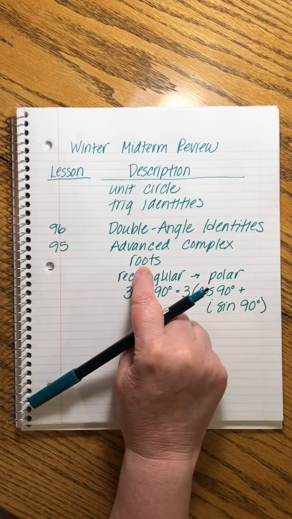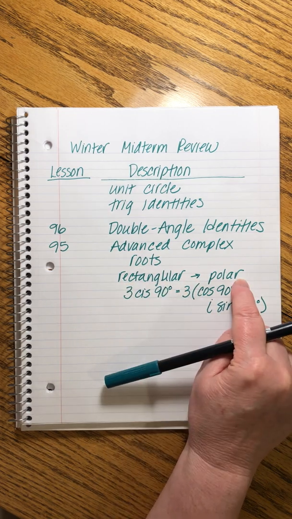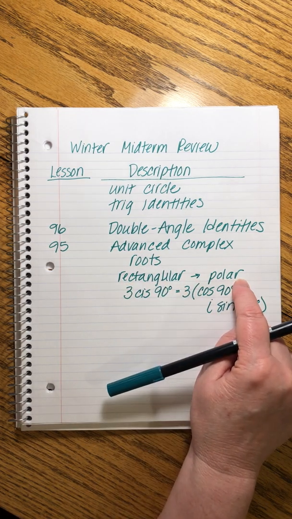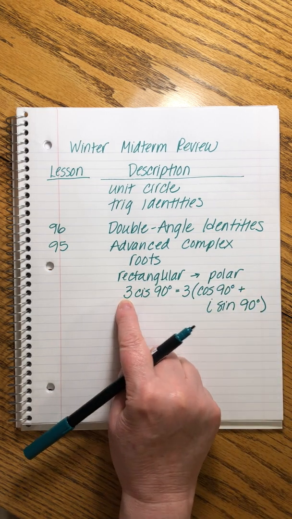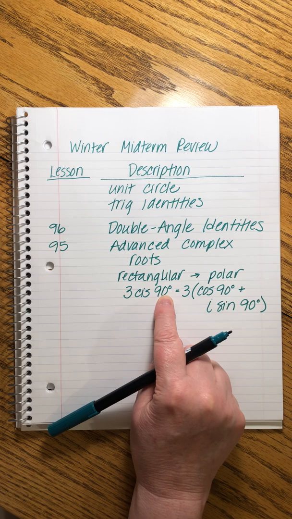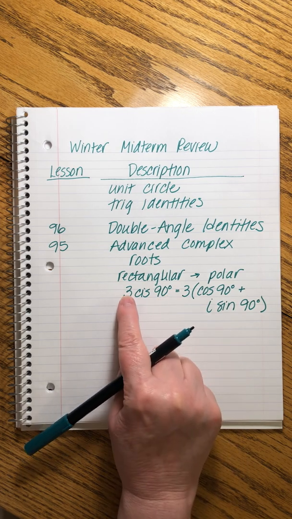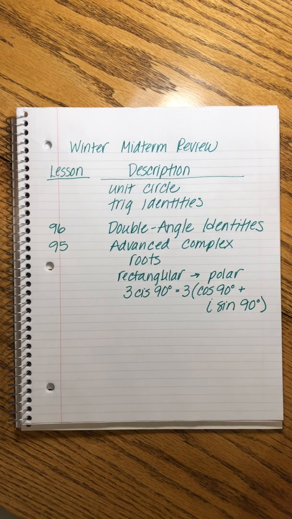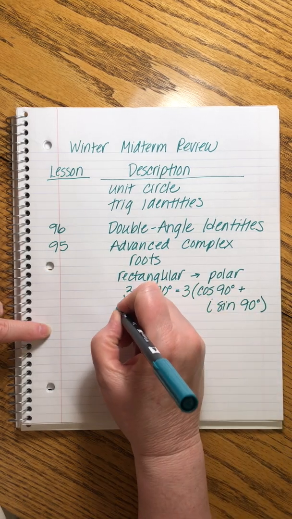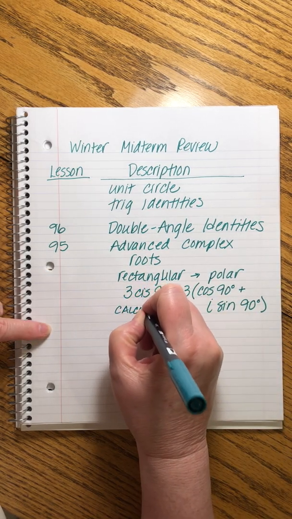So when we're finding advanced complex roots, we have to change it to the polar, and then remember we take the root of this number and we divide this angle by the, like if we're finding fifth roots, we would take the fifth root of this and we would divide that by 5, just as an example. For this, you will be able to use a calculator.